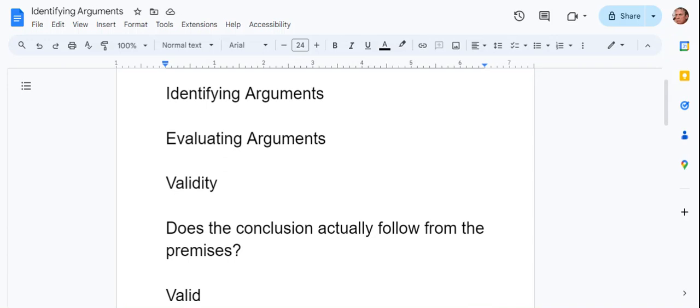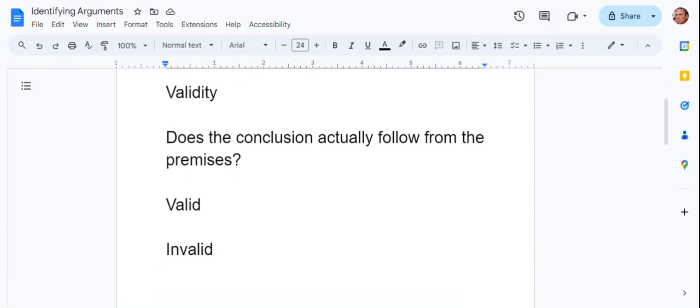So we're asking whether an argument is valid or not when we're talking about validity. And when we're asking ourselves whether an argument is valid, we're asking this question: does the conclusion actually follow from the premises? If the answer to that is yes, then the argument is valid. If the answer to that is no, then the argument is invalid.